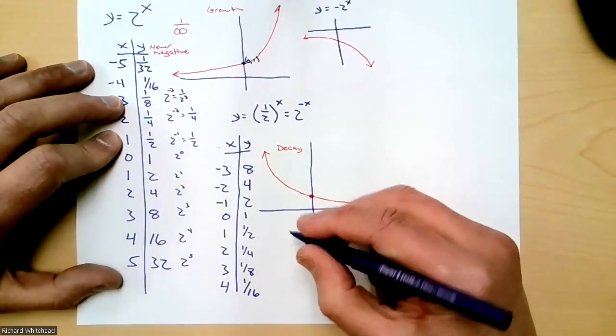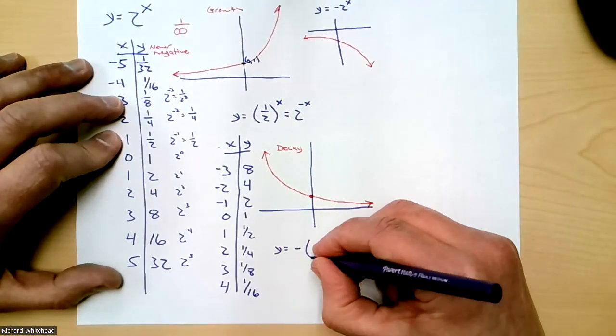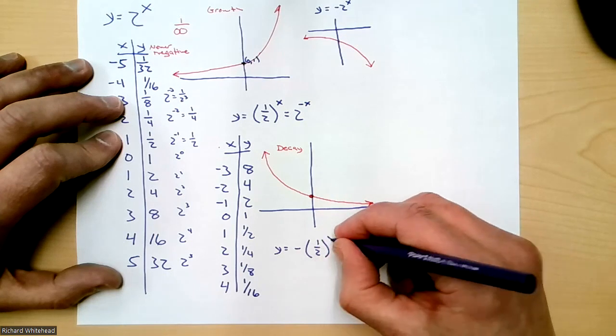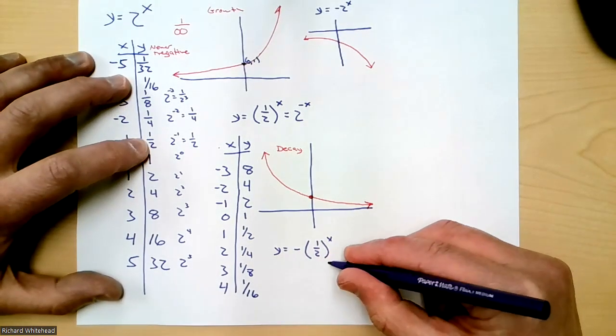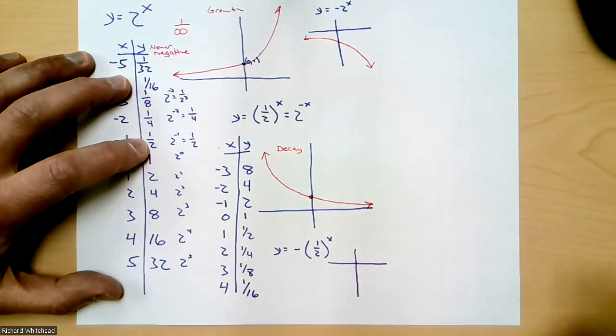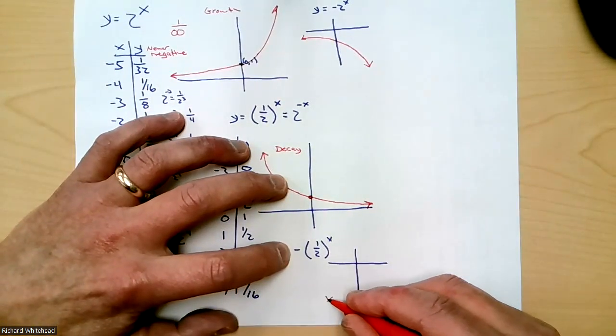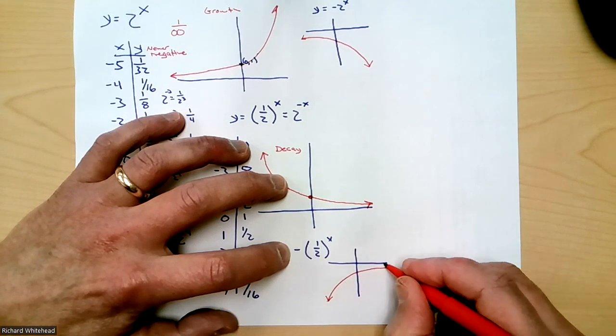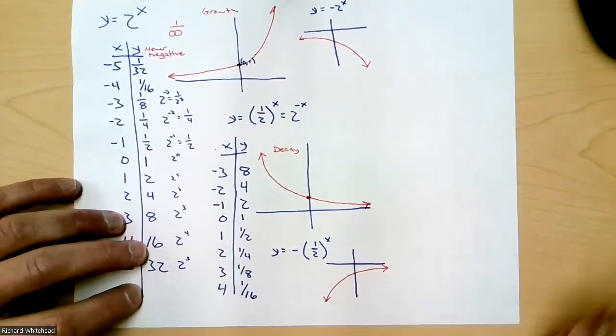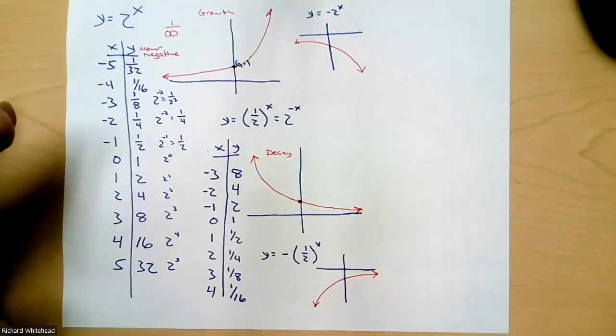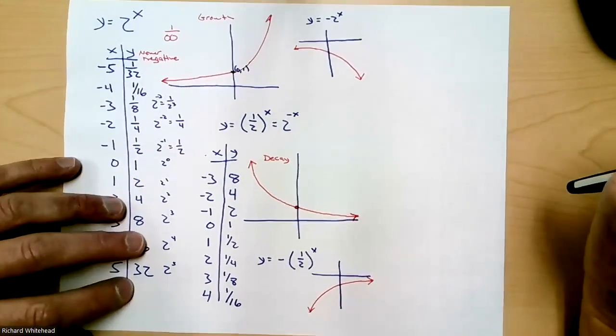Similarly, over here, if I slapped a negative out front of 1/2 to the x, same situation. It flips it over. So it would look like that. Okay. So not too big of a deal.